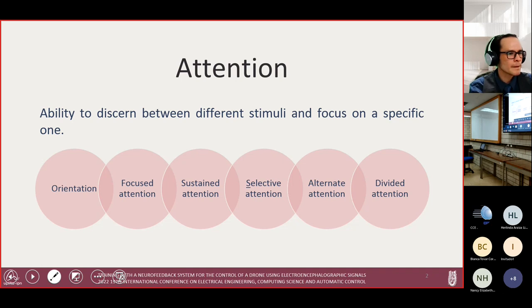I want to talk about that. What is attention? Attention is the ability that people have to discern between different stimuli that our senses have. And we focus on one in specific for sustained attention, or it could be on several, like in divided attention. Attention has six types. As you can see, these are the most important. But in this presentation, we are going to talk mainly about sustained attention.